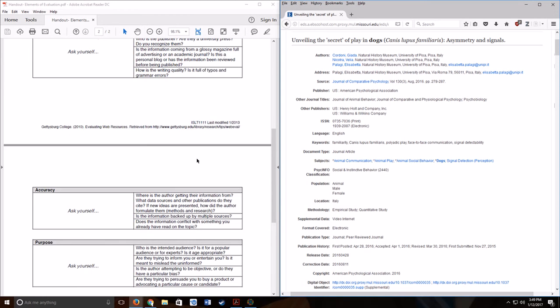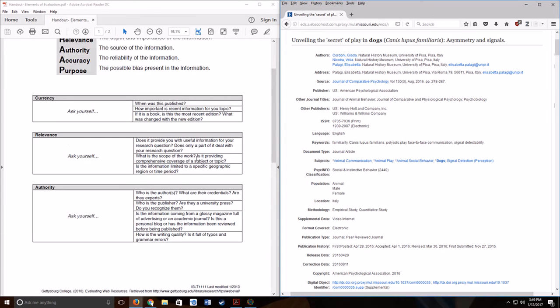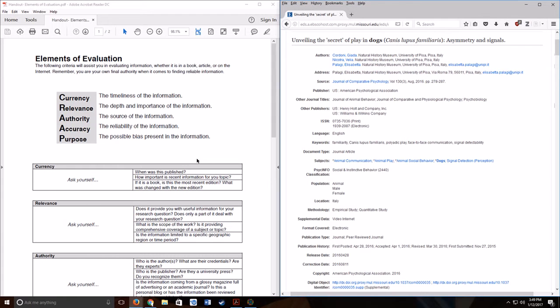So there are several iterations of this CRAP test. This is just a very general one. Throughout the semester, you'll see some that are more tailored towards books or websites or articles, but they all have the same basic format. They just may ask a few slightly specific questions towards that particular resource.